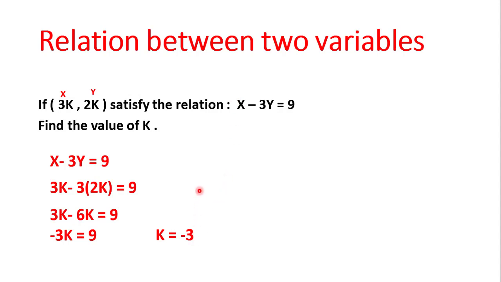Okay, if you want to be sure that you have the right answer, put negative 3 here. In this case, 3k will be negative 9 and 2k will be negative 6. Here we'll have negative 9 minus 3 times negative 6. Negative 3 times negative 6 is positive 18, so negative 9 plus 18 will be 9. Okay.